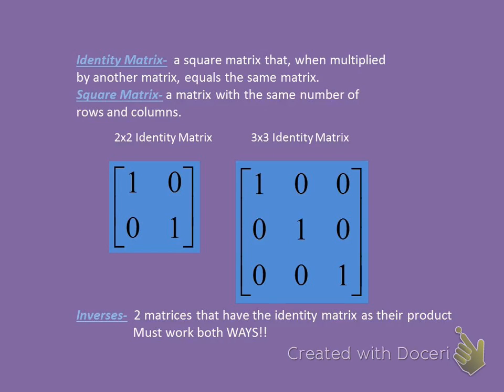First up, identity matrix. This is a matrix that, when multiplied by another matrix, equals the same matrix. Take out the matrix word and put normal numbers, and I'll tell you what it is. It's a number that, when multiplied by another number, equals that same number.